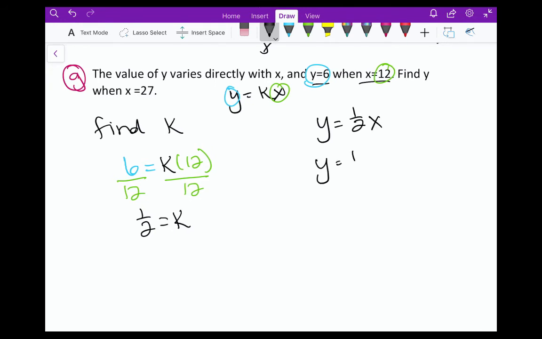So I'm trying to find y when x equals 27. So I'm going to plug in a 27 for x. Half of 27 is 13.5. So when x equals 27, y equals 13.5. So if they give you a problem like this and they tell you that something varies directly with something else, then you know you have direct variation and you can solve for the constant of variation, which is k, in order to then use that to find another value.